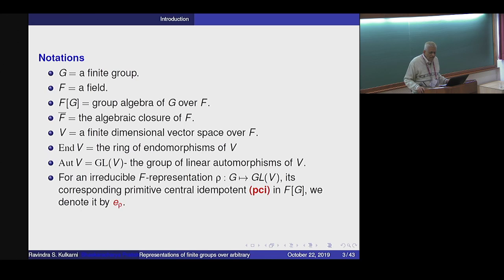rho, its corresponding primitive central idempotent in FG, we denote it by E rho, because the corresponding object in FG is a minimal two-sided ideal, which is isomorphic to a matrix algebra over a division ring. And the identity element in that algebra, that is what this primitive central idempotent is.